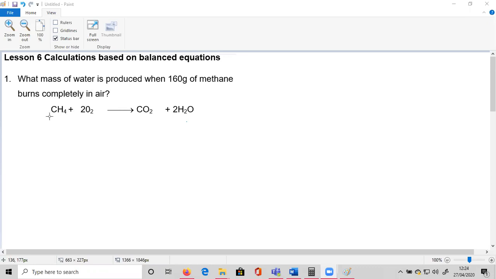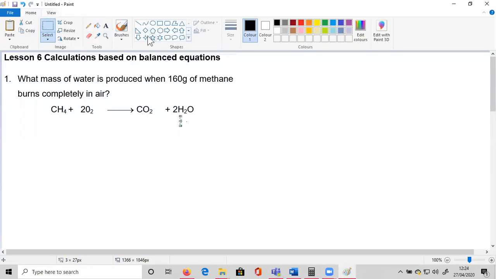The first thing you want to do, in your jotter, is copy down that equation one more time. Then we look at the question and try to figure out what we've actually to do. It says, what mass of water is produced? So we put a question mark underneath the mass of the water. And it says when 160 grams of methane burns, so we've got mass equals 160 grams.